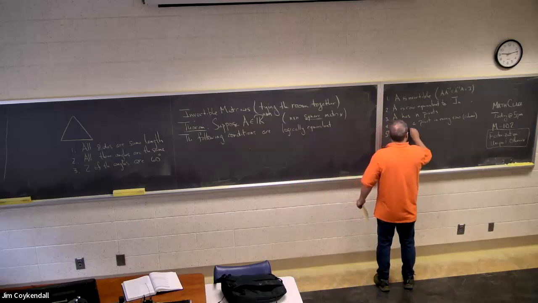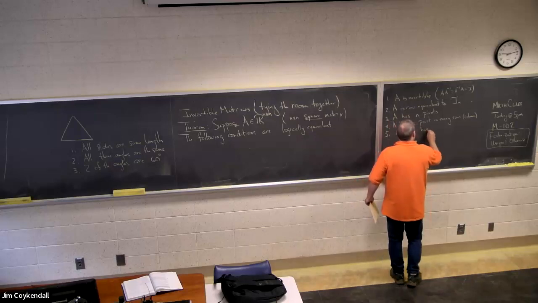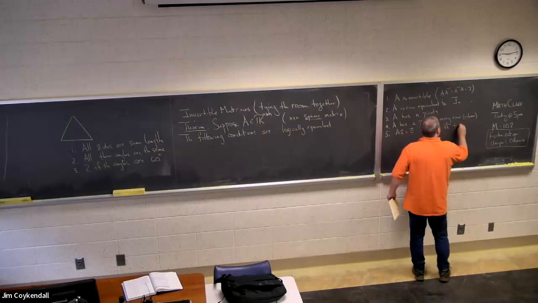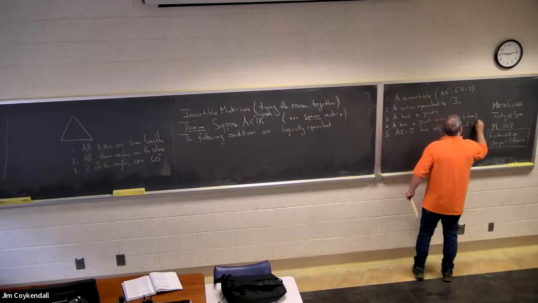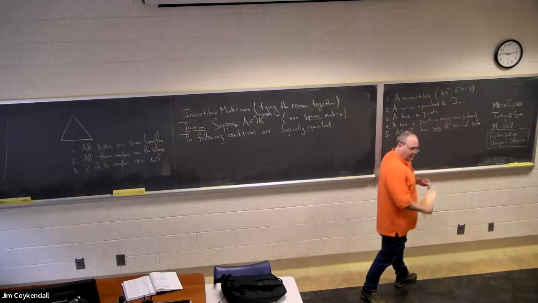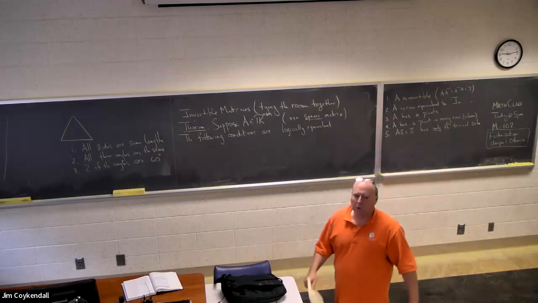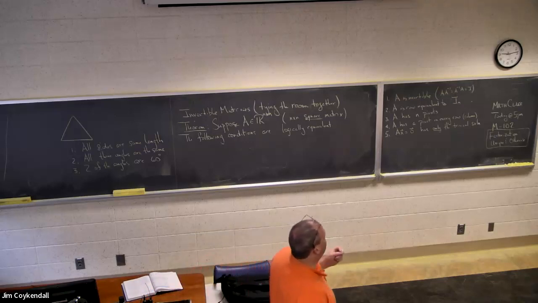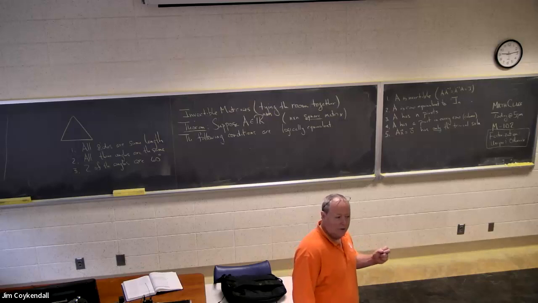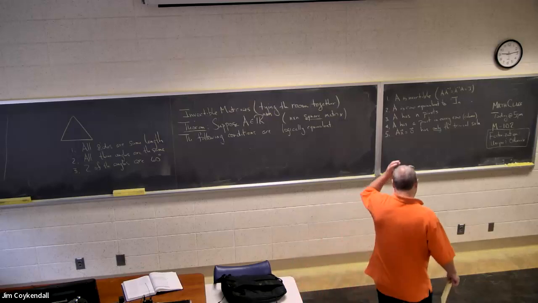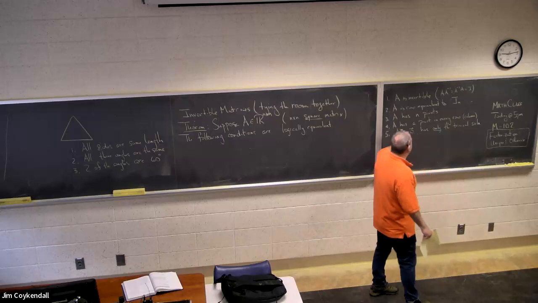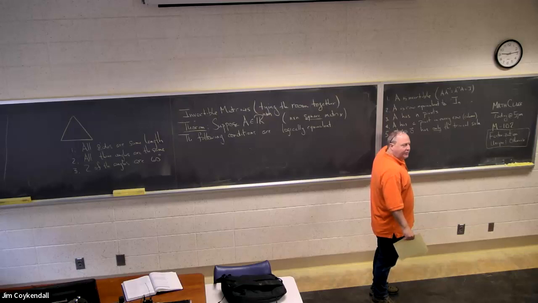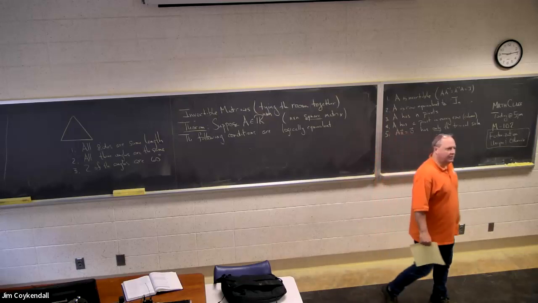AX equals 0 has only the trivial solution. This one is very important, that A is a square matrix, right? If AX equals 0, if you've got a square matrix that has only the trivial solution, then, well, let's see, why is this the same as invertible? Let's go back to this number of pivots. What does it mean when AX has only the trivial solution?